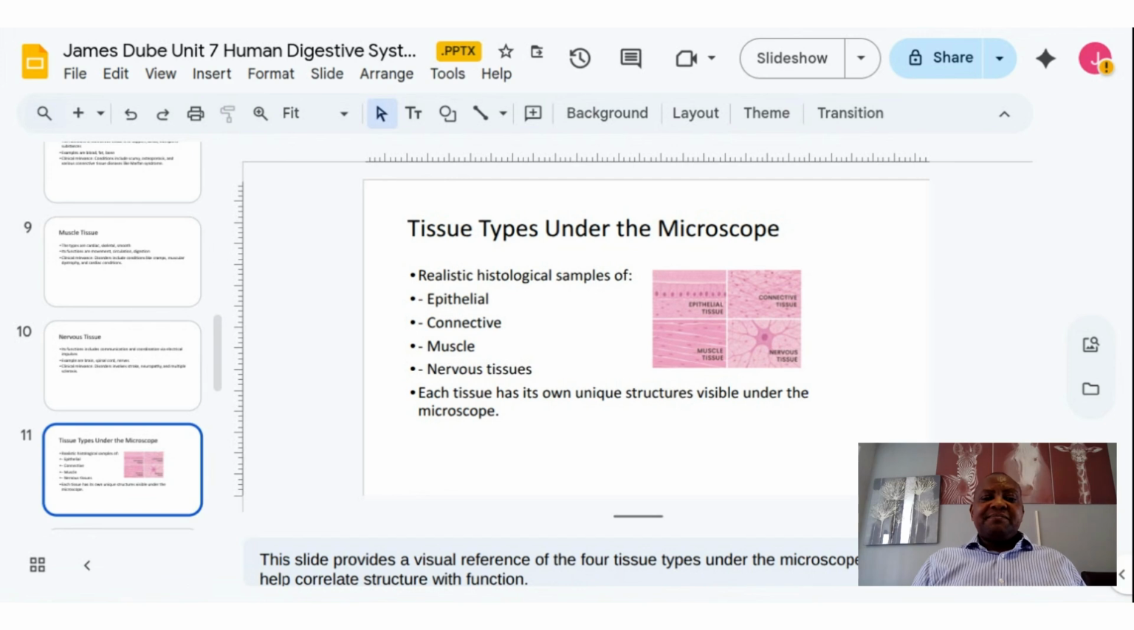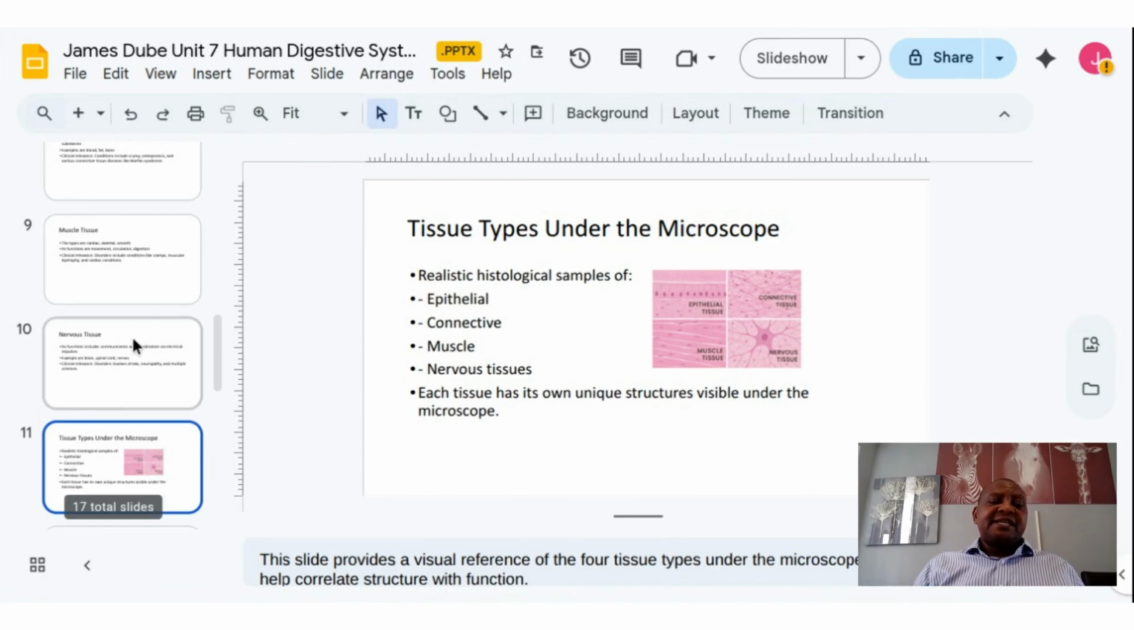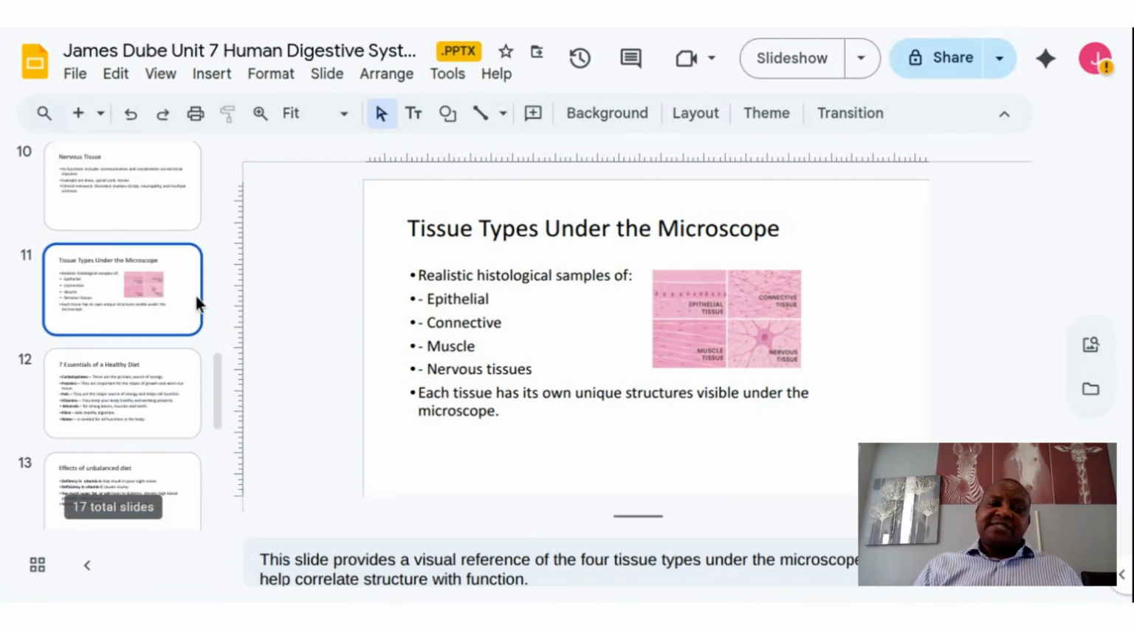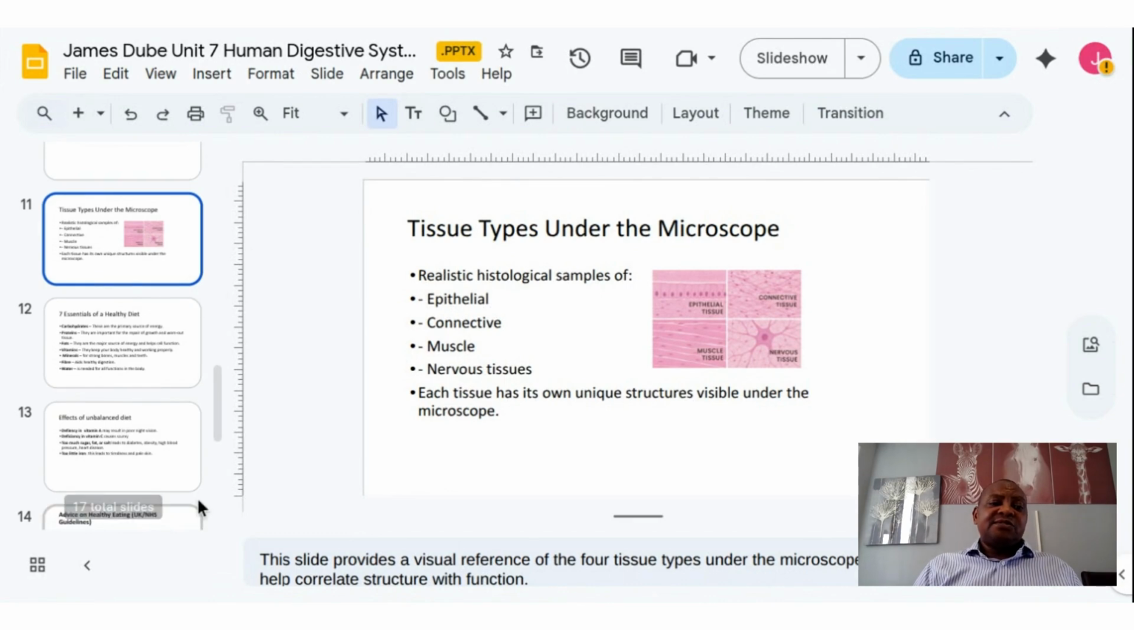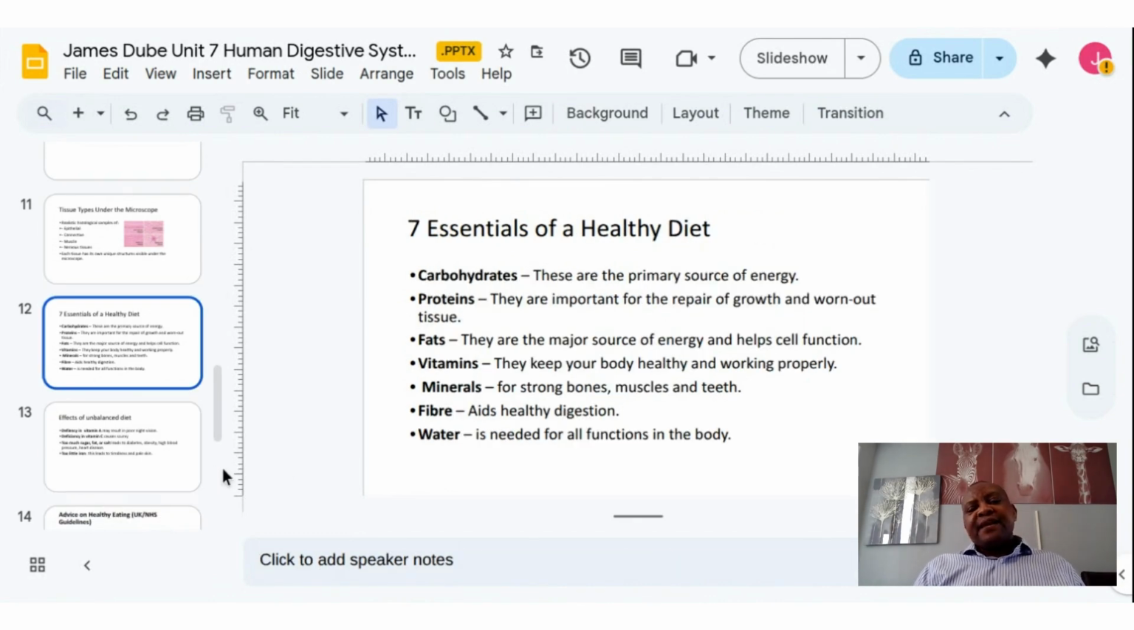The next slide is very important for me because it's talking of the 7 essential components of a healthy diet, the essential nutrients which the body needs, in moderate quantities all the time for it to function and for it to be healthy. One of the essential nutrients is carbohydrates. This is the primary source of energy. You need carbohydrates for the body to function, for energy of the body.